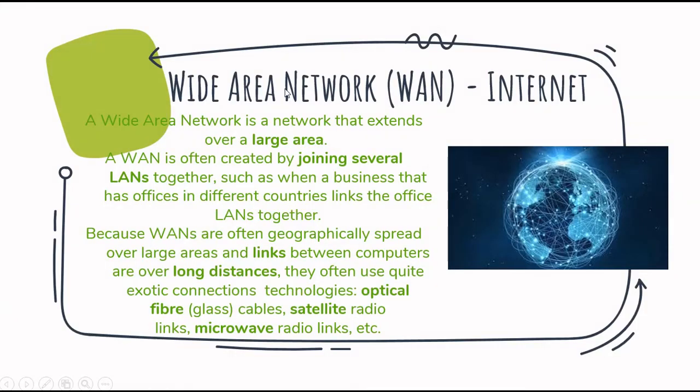The second kind of network based on the size is a WAN, or a wide area network. It is a network that extends over a large area. You can make that out from the name, wide. It is often created by joining several LANs together. So the LAN of our school, the LAN of another school, the LAN of another company, the LAN of another ministry, all this come together and is linked together to form the WAN of Qatar, which is the wide area network. These are geographically spread over large areas, and links between computers are over long distances.